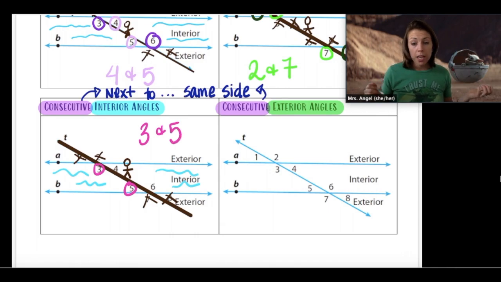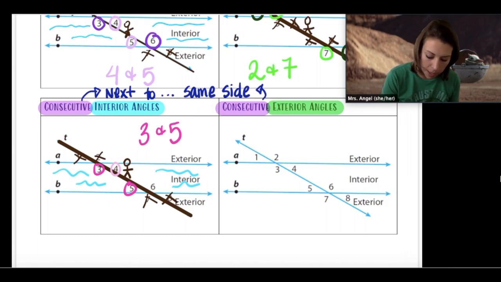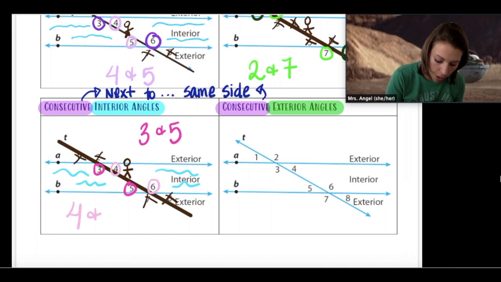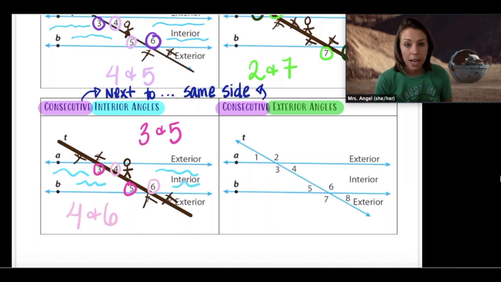Now I'm standing on the bridge and I look to my right and I see angle 4. What other angle is inside the river and on the right of the bridge? That would be angle 6. So my other angles here would be 4 and 6. Those are your consecutive, sometimes called same side, interior angles.